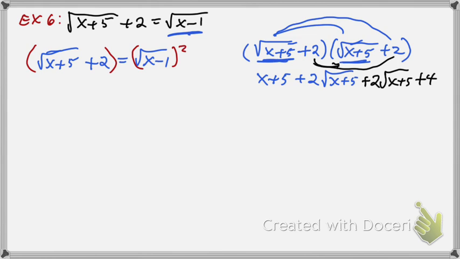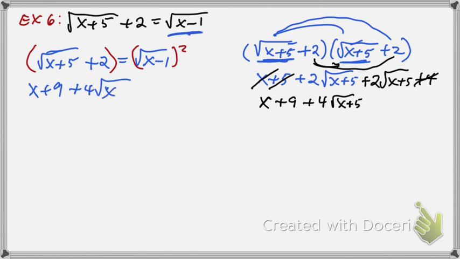So what does that give me? Well, it gives me x. Then I've got a 5 and a 4. And then how many of those things do I have? Got 2 and 2. Like that. So over here on the left-hand side, I've got x plus 9 plus 4 of those things. On the right, I've got x minus 1.